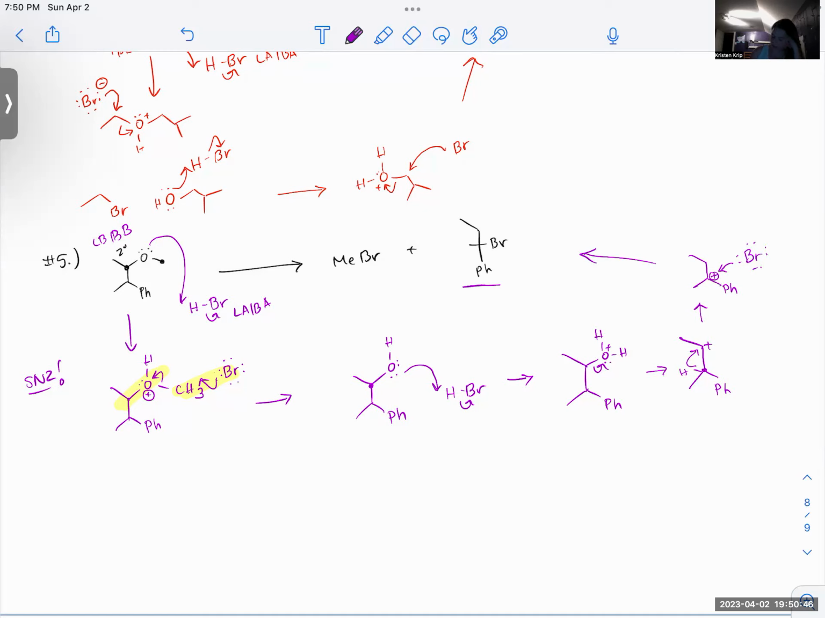So this all ends up being an SN1 reaction.